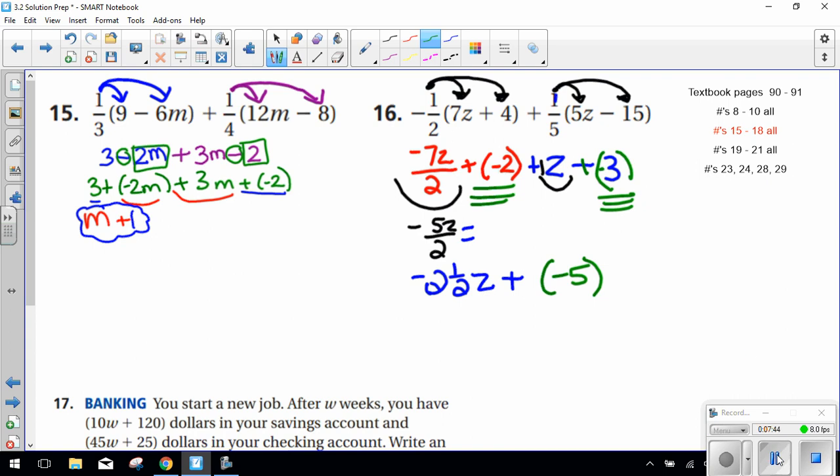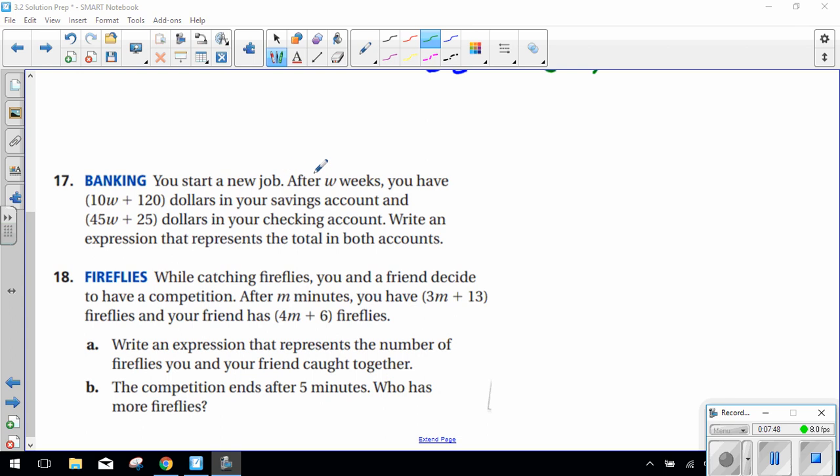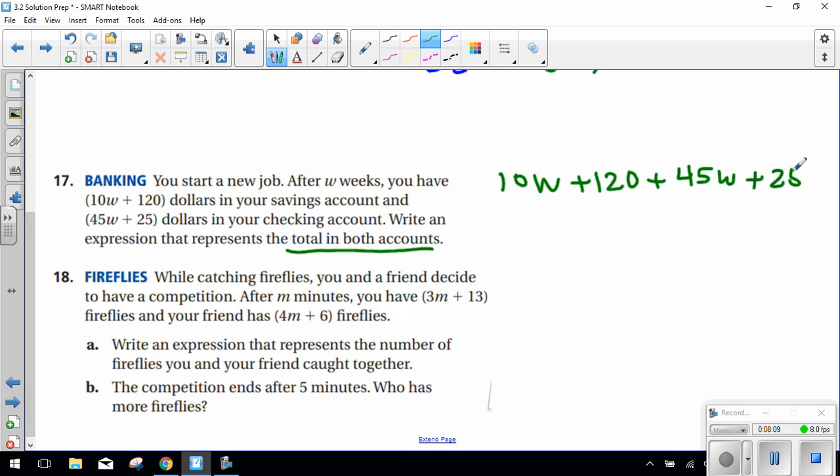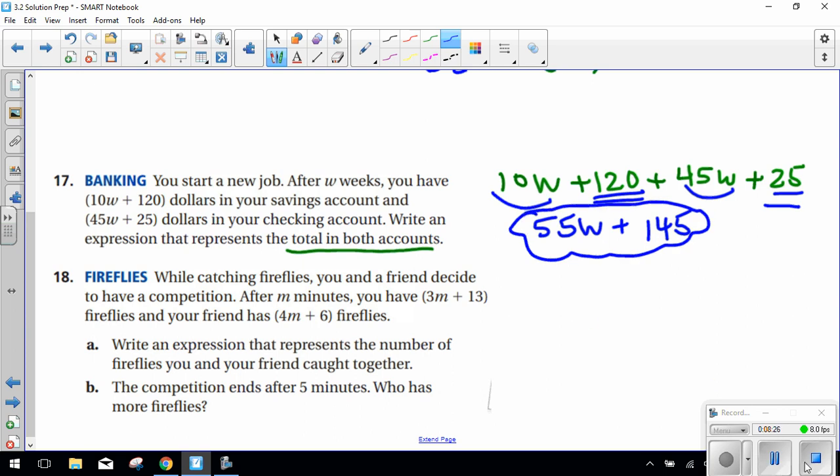Let's move on to 17. So for number 17, you start a new job. After W weeks, you have 10W plus $120 in your savings and 45W plus 25 in your checking. Write an expression that represents the total. So that means I'm going to take 10W plus 120 and add it to 45W plus 25. So I'm going to take my two terms with W's and add them to get 55W plus 120 and 25 is 145. Okay, there's my solution for 17.